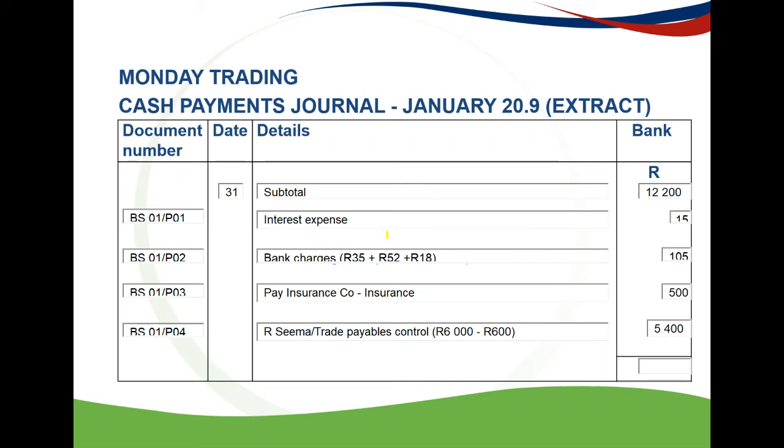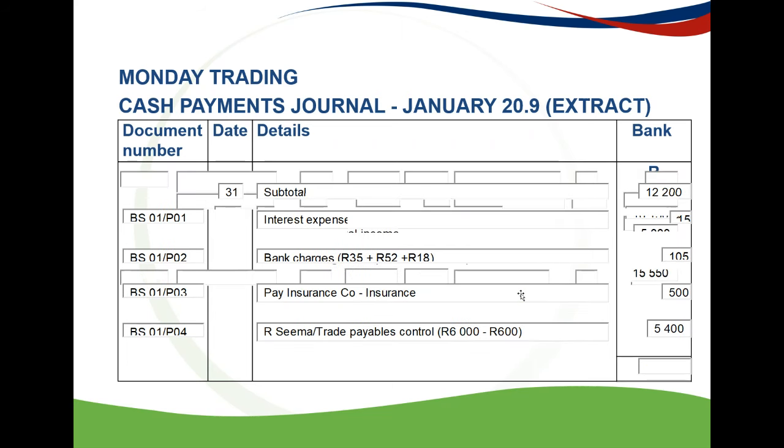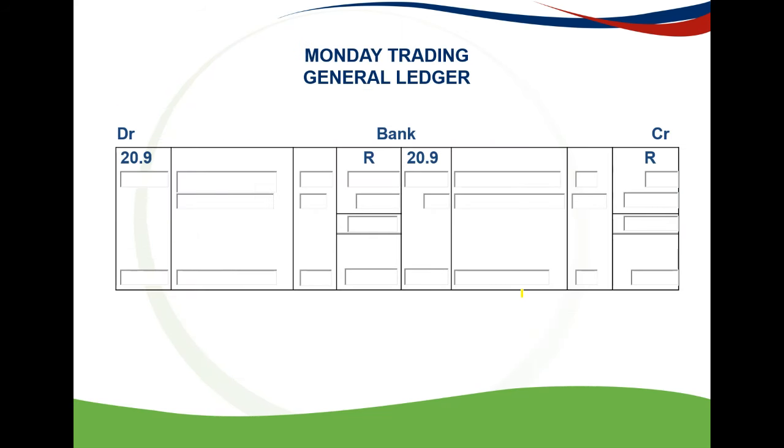the interest expense, the bank charges, this debit order, and this correction. So when we add up everything here, the 12,200 plus the 15 plus the 105 plus the 500 plus the 5,400, we then get a final total of 18,220. So that's our cash payments. So we will then have to post those to our bank account.